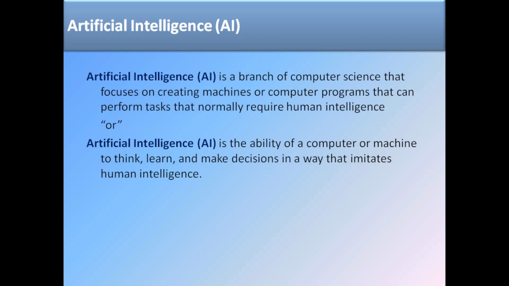AI is a branch of computer science. What is it going to do? It is going to create systems or computer programs that will behave like human beings, that can think like human beings, and that can make decisions in a way that human beings may make. Okay, let's see one example to understand this.